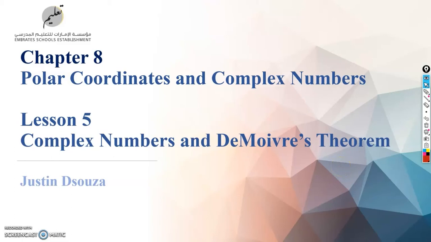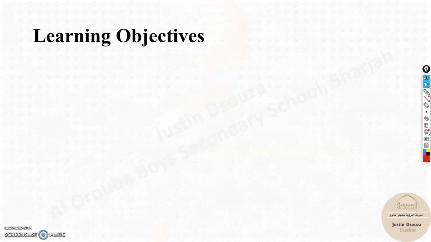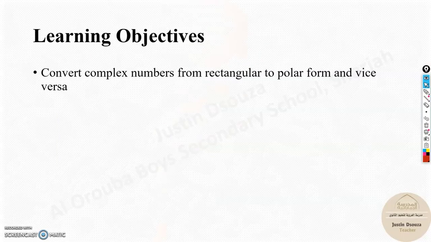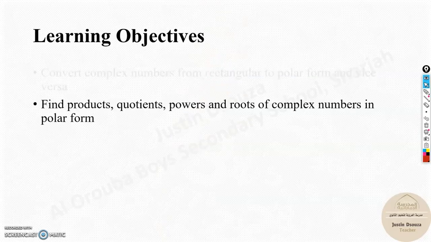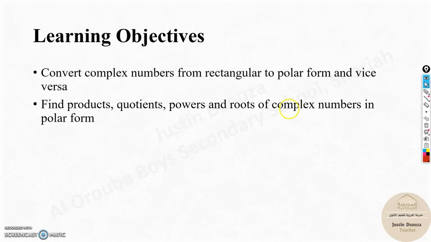Hello everyone, welcome back to the fifth lesson on complex numbers and DeMoivre's theorem. This is the last lesson in chapter 8. Now we will see the learning objectives. We will learn to convert complex numbers from rectangular to polar and vice versa, and find products, quotients, powers, and roots of complex numbers in polar form.